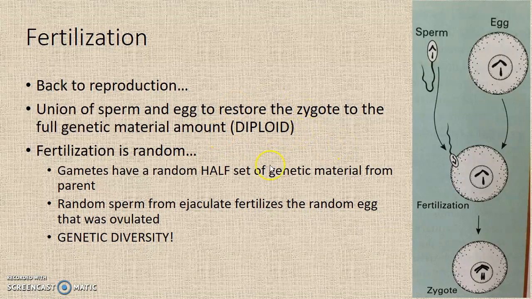Gametes have a random half set of genetic material from the parent. A random sperm fertilizes the random egg that was ovulated, and so therefore you have genetic diversity.